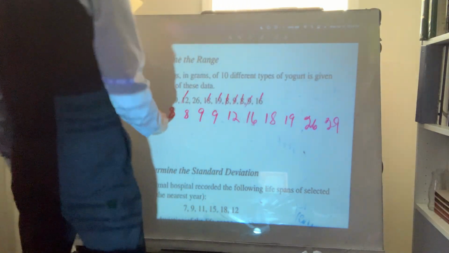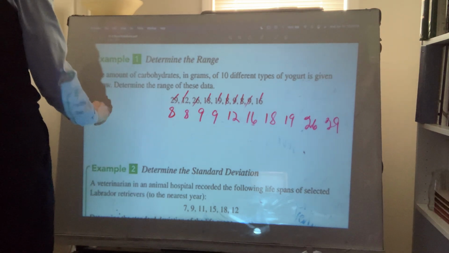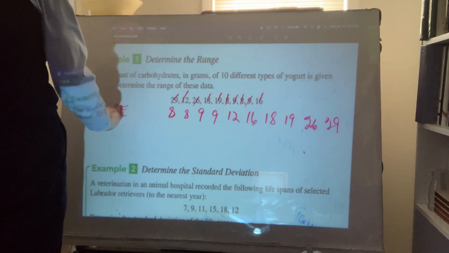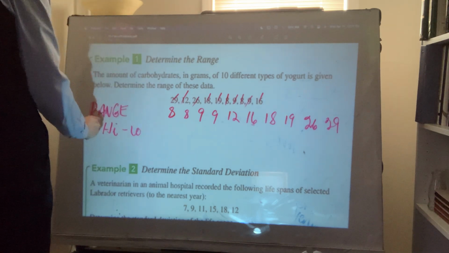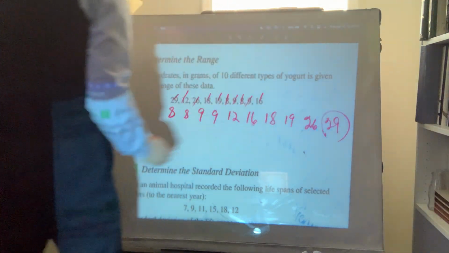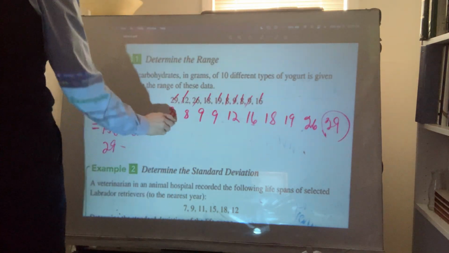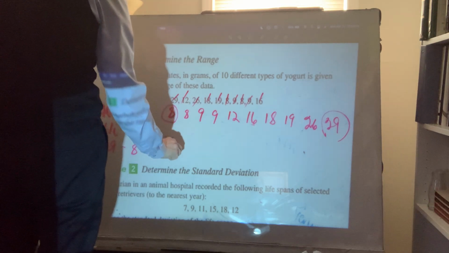Okay. So if you're going to calculate the range, as you well know at this point, it's just subtracting the high number minus the low number. And in this case, the high number is 29, and the low number is 8. Right? So therefore, the range is 21.